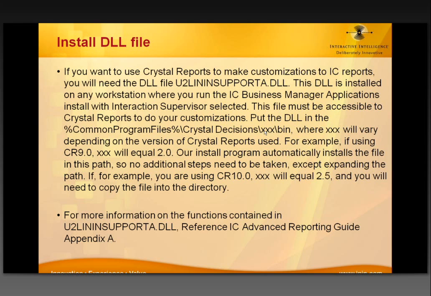All right? So for this DLL file, what we want to do is go into Program Files, Crystal Decisions, and there will be a version folder there, XXX, representing the version of Crystal. Now, unfortunately, it's not so straightforward. For instance, Crystal Reports 9.0 is actually 2.0. So I would find the appropriate version folder. There's a bin folder in that location, and I simply want to copy that DLL file into this location. What this does is make Crystal able to read or access the information in the RPT file that IC is making use of.